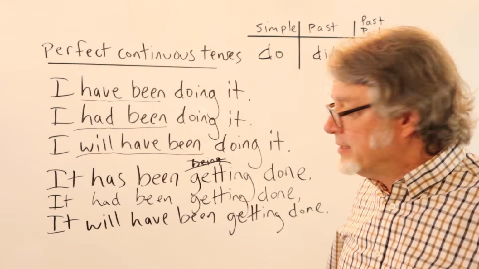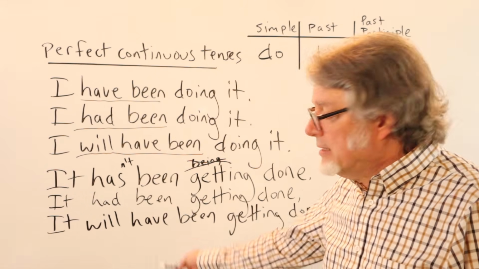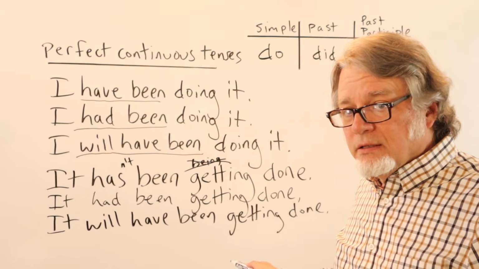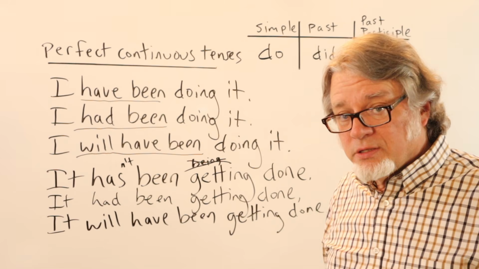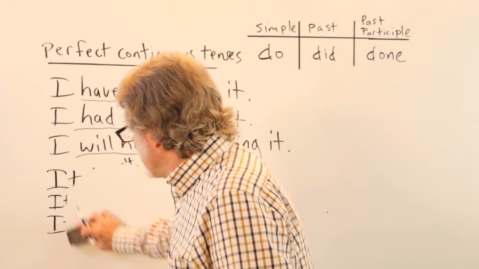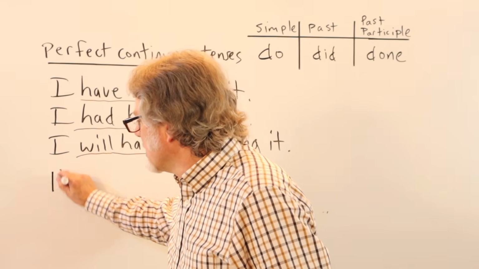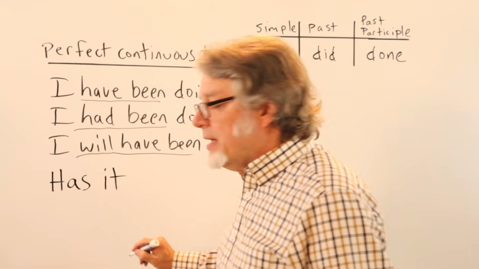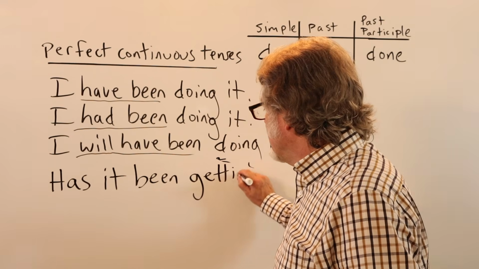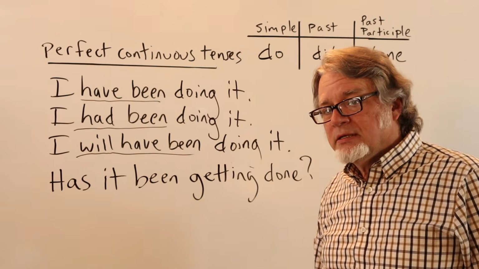And then to make the negative, just add not. It hasn't been getting done. It hadn't been getting done. And it won't have been getting done. And of course, the questions that come from this would start with some form of the verb have, and the subject is it. Has it been getting done?